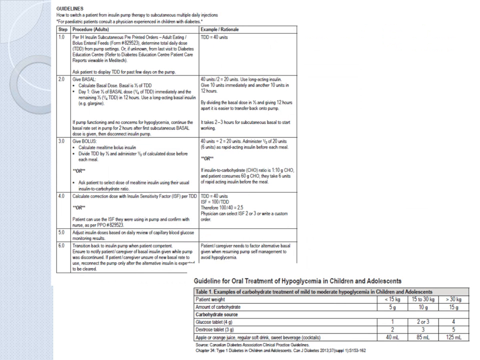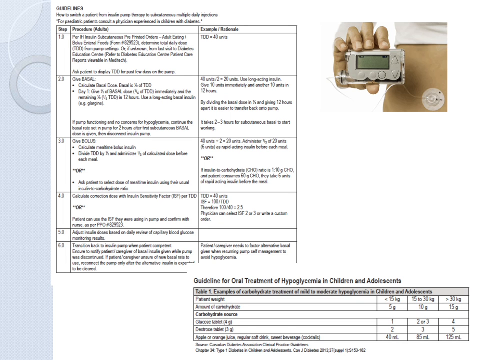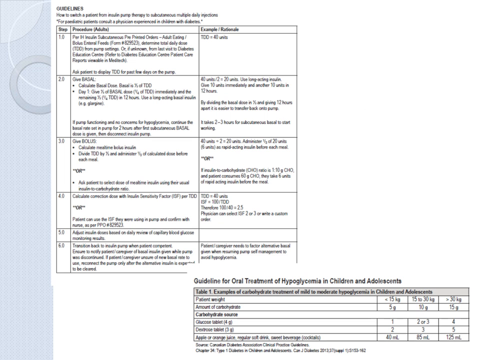On the back of the first page is a decision support tool that will explain how to change a patient from an insulin pump to sub-Q insulin using the total daily dose. These instructions are very similar to those found on the pre-printed insulin order for subcutaneous insulin. On the back of page 2 is a decision support and guideline for oral treatment for hypoglycemia in children, as there is no hypoglycemia protocol in place for children.